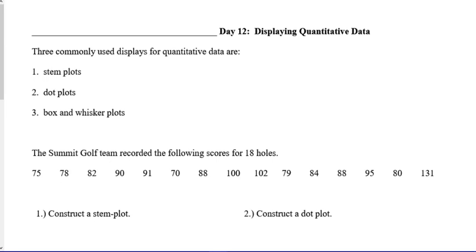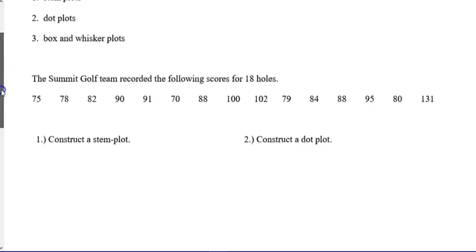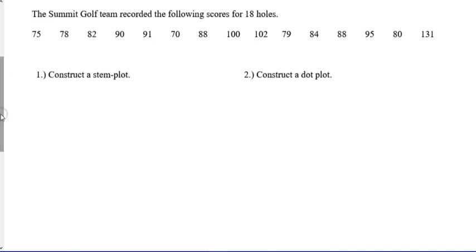All right, displaying quantitative data. How do we present it to people? Once we get this data, how do we present it? Well, there are three common ways: stem plots, dot plots, box and whisker. So let's go over this first.